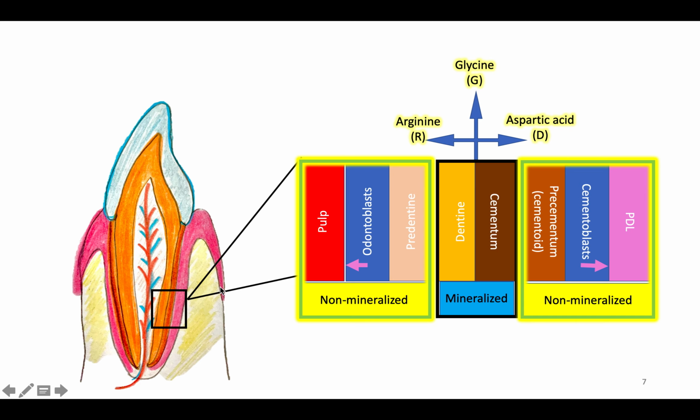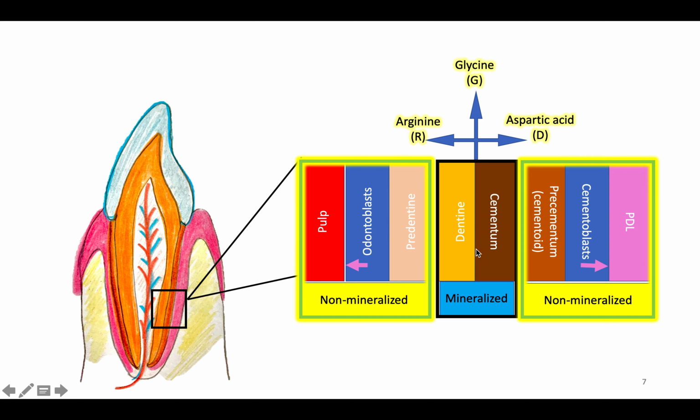If we have a closer look, you'll see that the outermost layer of the dental pulp is the odontoblasts. The odontoblasts have processes that extend into the dentine. These odontoblasts produce dentine or the predentine, which is the unmineralized, first layer of dentine. This layer will move away from the dental pulp and will become mineralized, forming the dentine proper.